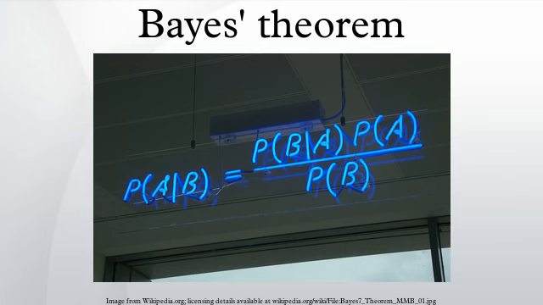Derivation. For events, Bayes' theorem may be derived from the definition of conditional probability. For random variables, for two continuous random variables X and Y, Bayes' theorem may be analogously derived from the definition of conditional density. Examples: Frequentist example.